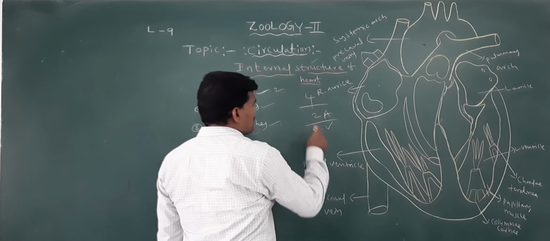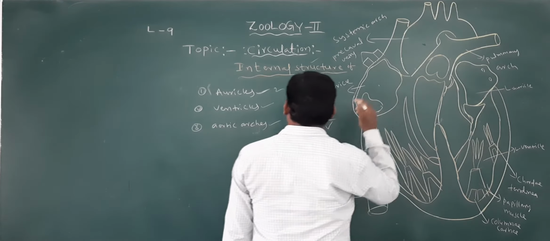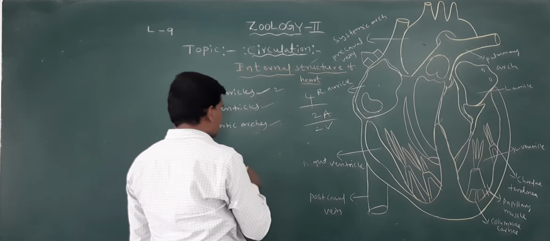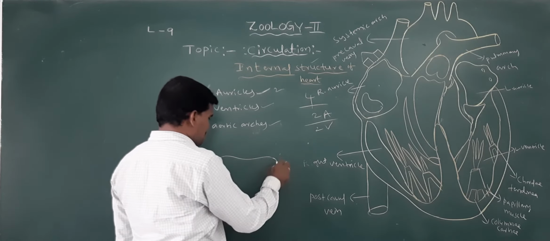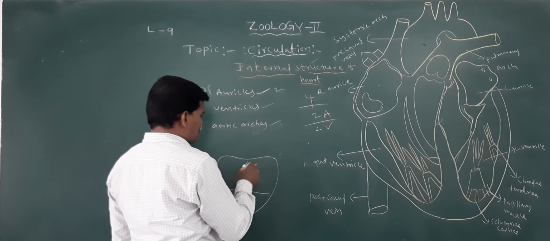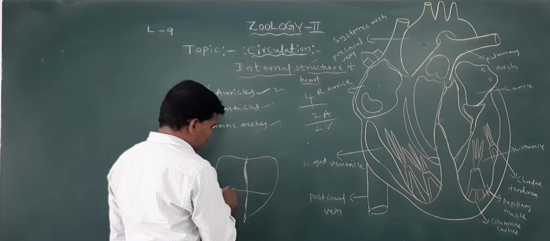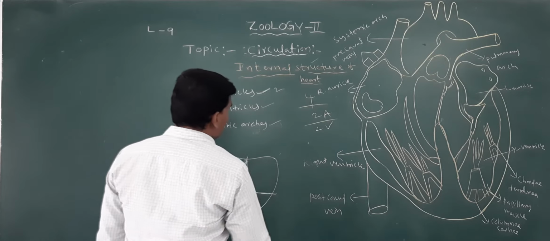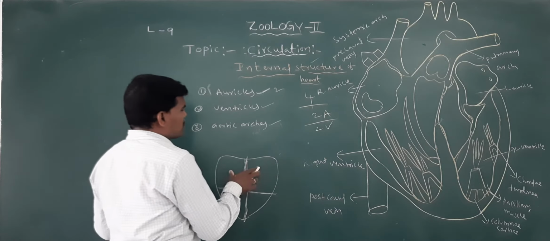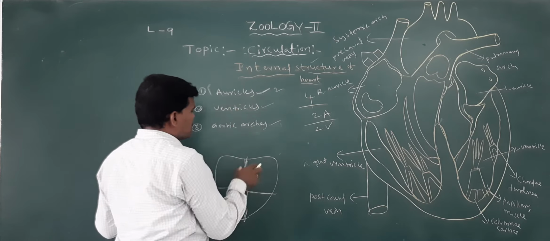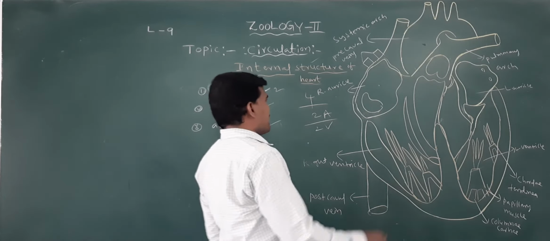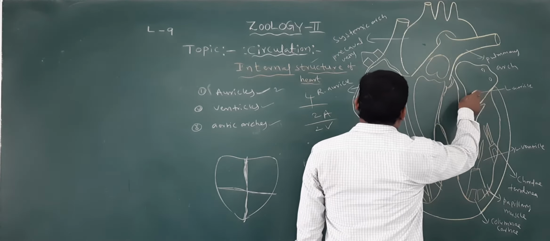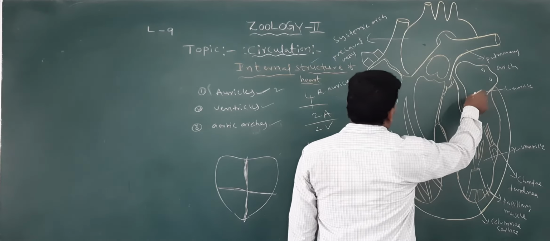The separation of the two auricles is the interauricular septum. You can see the two auricles; this is the auricular septum, and this is the ventricular septum, the auriculoventricular septum. The two auricles are separated by the auricular septum, the right auricle and the left auricle. The right auricle is bigger than the left auricle.